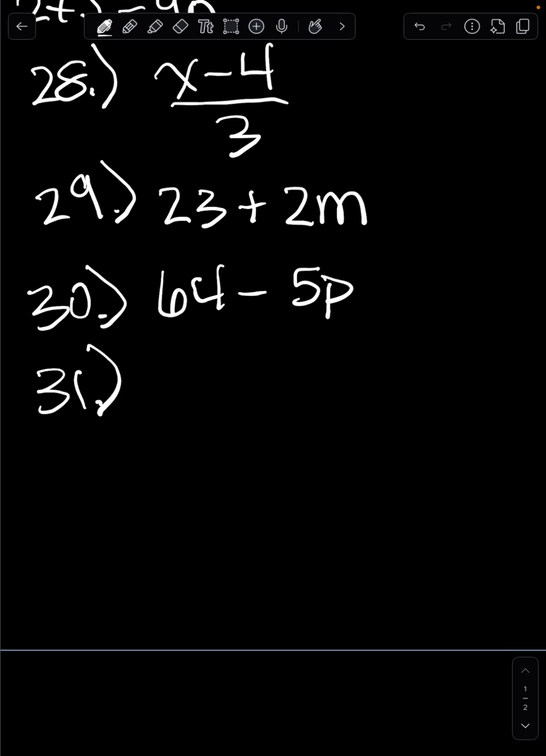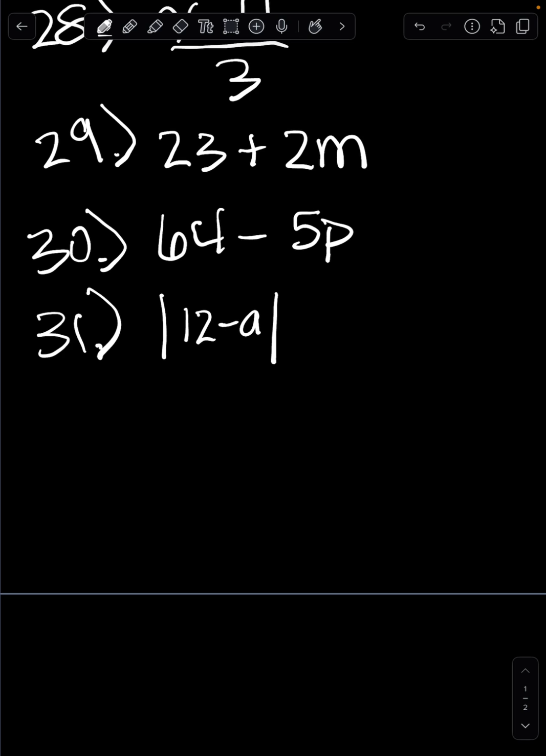Number 31, the distance between 12 and a. Distance between tells you find the absolute value, which is the distance away from 0. So the distance between 12 and a, or the absolute value of 12 and a, 12 minus a.